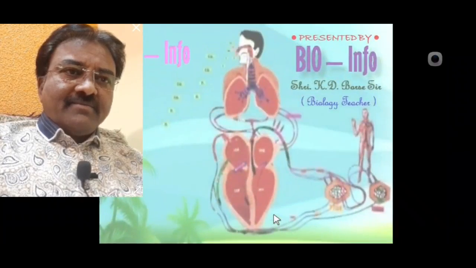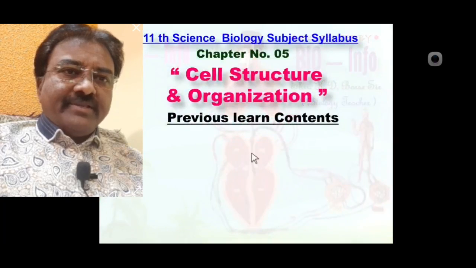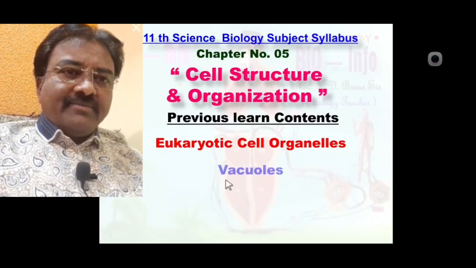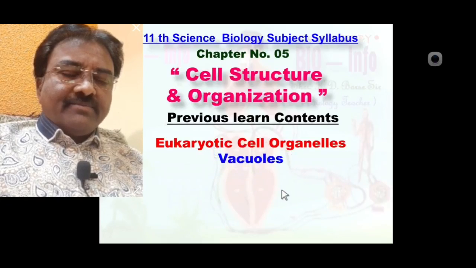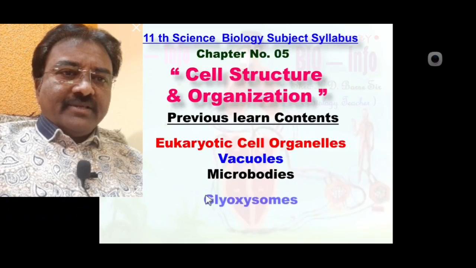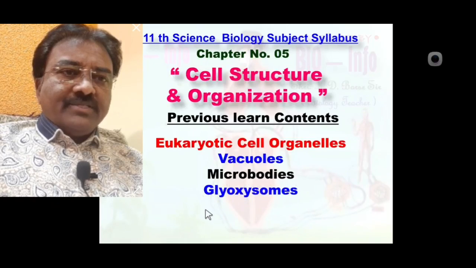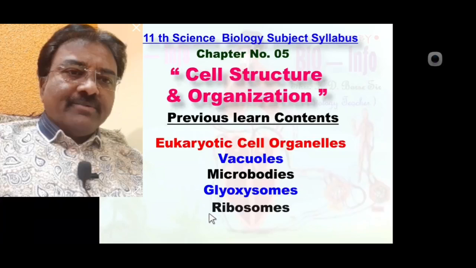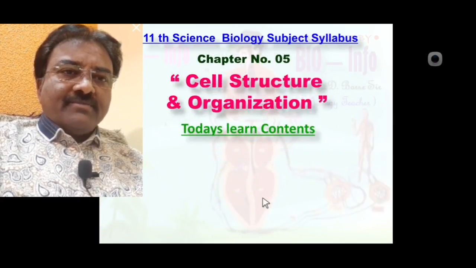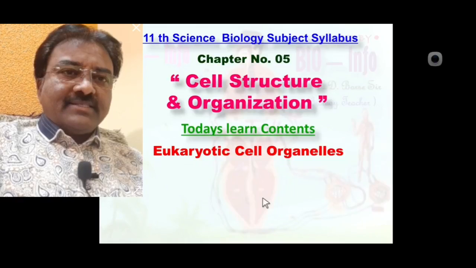In the previous lecture we learned the cell structure and organization chapter content, concept of eukaryotic cell organelles. In that, we learned vacuole is one of the cell organelles. Microbodies contain sphaerosome and peroxisome. Also we learned glyoxysome is one of the cell organelles and ribosome is the protein factory. Today we are going to learn some more eukaryotic cell organelles.